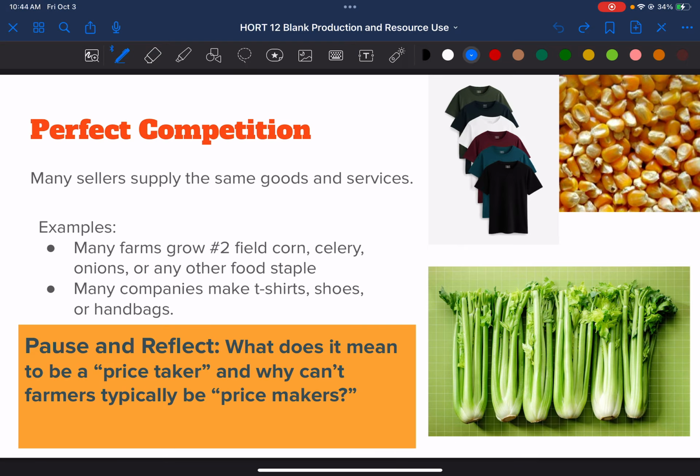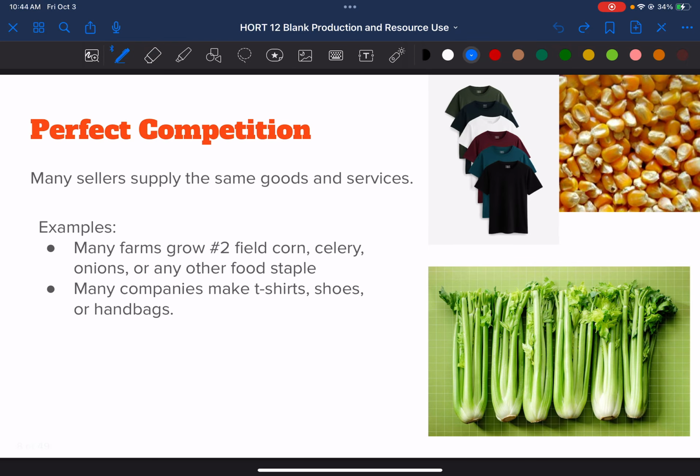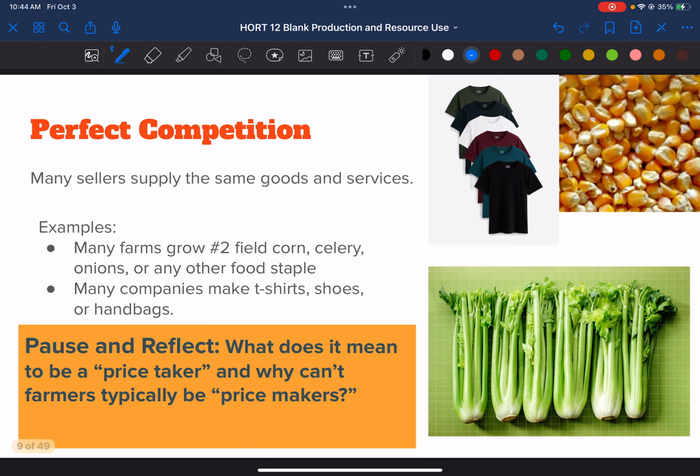So in perfect competition, we have what we call price takers. The seller is the price taker. Because they have to compete with so many other sellers selling the same good, they can't decide what they want to charge. They have to take whatever price the market offers. So let's do a pause and reflect question really quick. What does it mean to be a price taker? And why can't farmers typically be price makers? Go ahead and pause the video now and answer this.